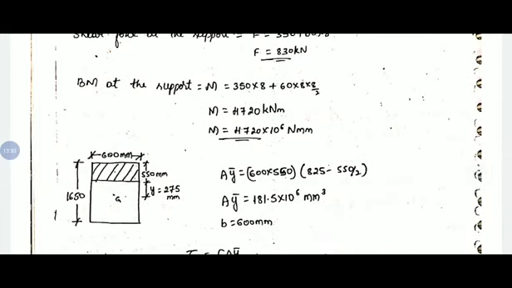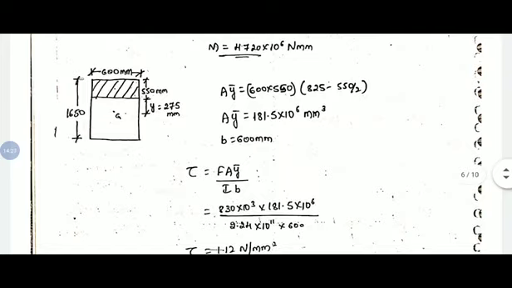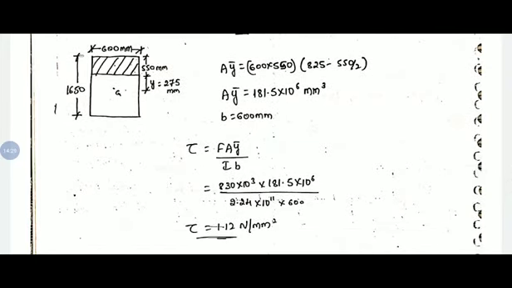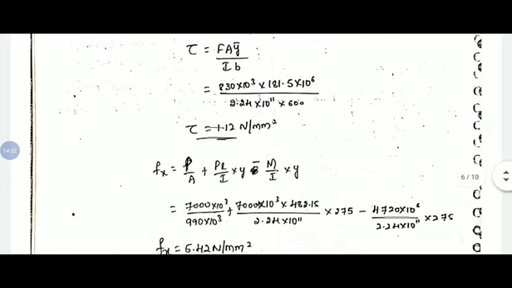So in the question, we need to find the principal stress at the location which is 550 mm from the top of the section. So A y bar: area, if we want to calculate area, 600 will be width and 550 mm will be depth, into 825 minus 550 by 2. So A y bar we will get, and b is 600. On substituting this, we will get 1.12 as the shear stress.